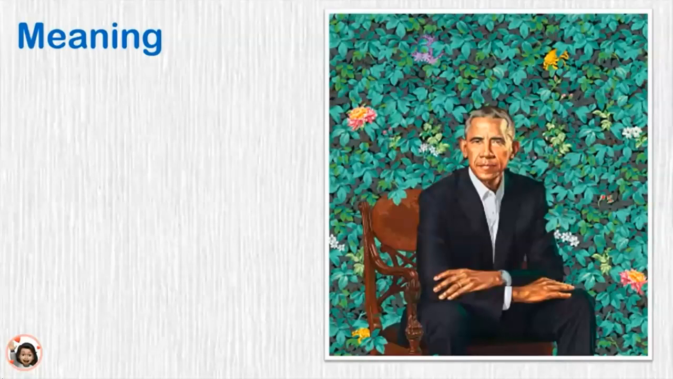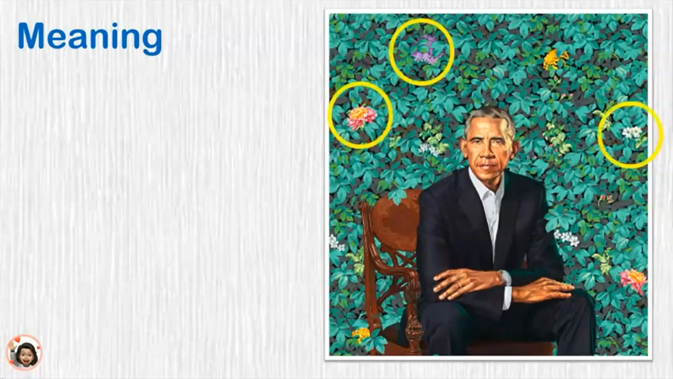Kehinde Wiley teaches us that what you decide to include in a painting is very important. If you look at the painting carefully around President Obama, you will see different types of flowers. Can you see them? They are beautiful. Why did he include all these different kinds of flowers?